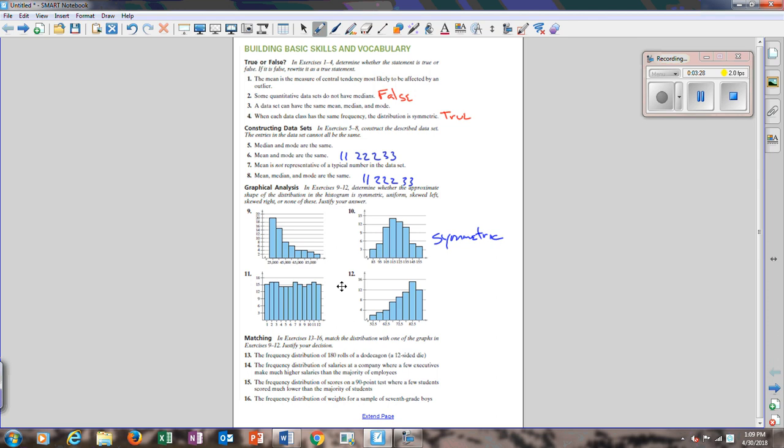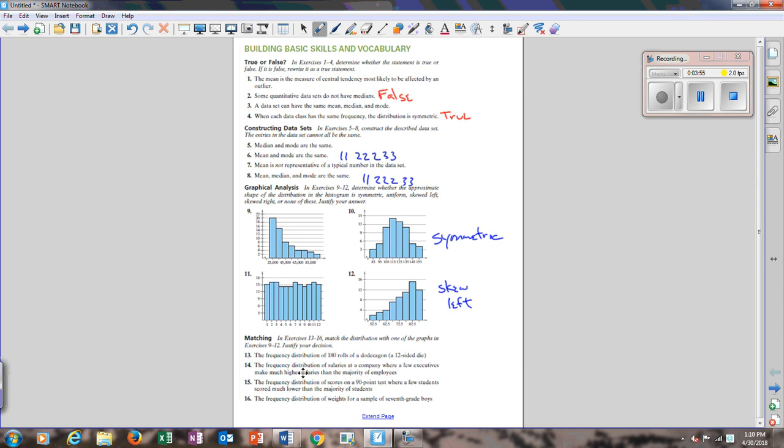Number 12. Now this one always used to screw me up because you can see it builds up and gets higher. And so it seems like it's skewed to the right, but that's actually called skew left. And the lower ones are on the left-hand side. So remember, if it's skew left, then the lower are on the left. Skew right, the lower are going to be on the right.